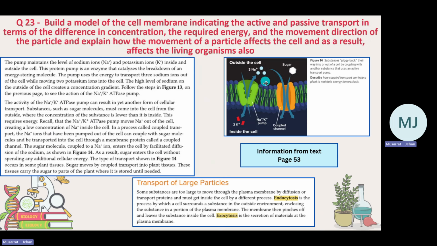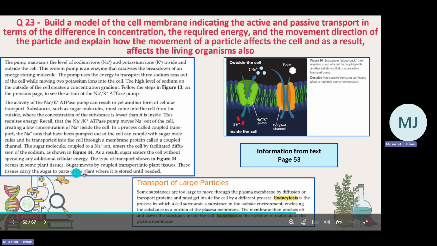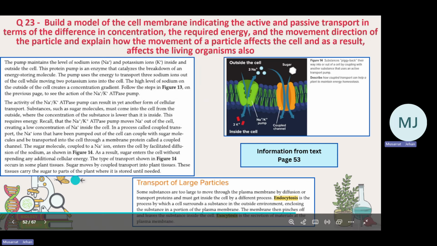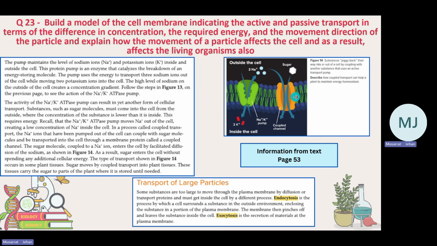and this coupled with this, it can enter the cell by facilitated diffusion. So sugar will move with the sodium, and it will come in by facilitated diffusion of the sodium. As a result, sugar enters the cell without spending any energy. This type of transport occurs in some plant tissues also. Sugar moves by coupled transport into plant tissues. These tissues carry the sugar to parts of the plant where it is stored until it is needed. So this is very important. Like a piggyback, substances make their way into or out of the cell by coupling with another substance using active transport.